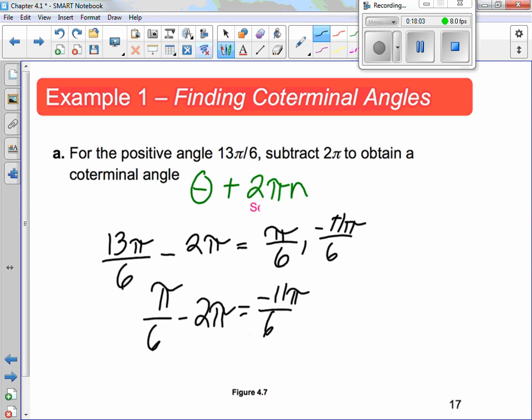So I just did it again. So we can almost do the same thing with our radians. We can add 2 pi and subtract 2 pi to find the coterminal angles. And that's it. Questions on this here? Okay.